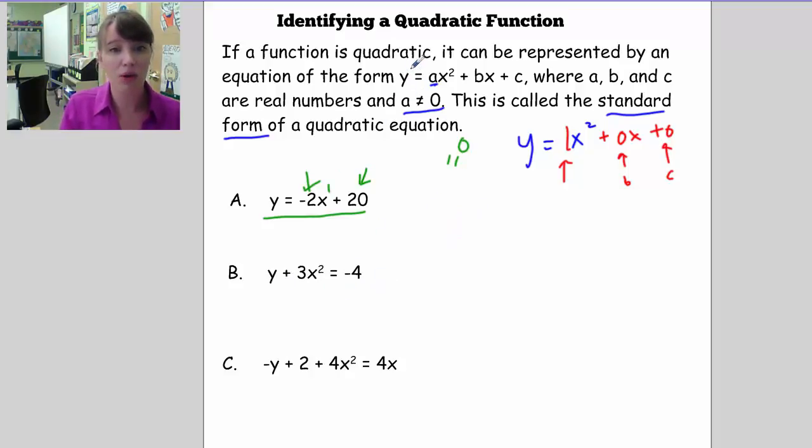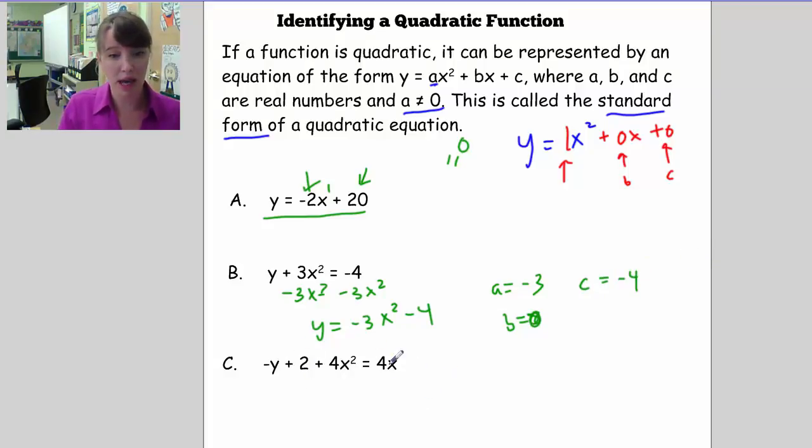Now look at the next equation right here. The x's and y's are on different sides. So here I would subtract 3x squared from both sides to get it into the standard form. I'd be left with y equals negative 3x squared minus 4. And this is perfectly fine. Here, a is equal to negative 3. b is equal to 0, there's no x term. And c, the constant, is equal to negative 4.